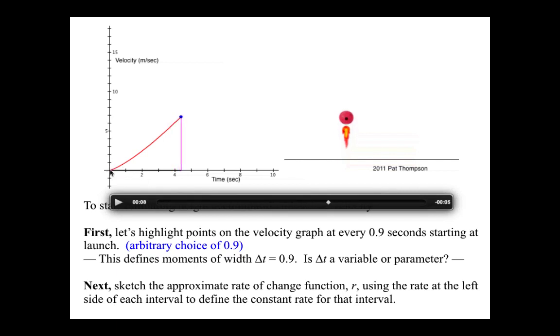Thinking about what we did last time, the first interval, I'm going to use the rate at the left side of this for the next 0.9 seconds. And then after 0.9 seconds, I'm going to pick a new rate and use that for 0.9 seconds. And so on, using constant rates. These horizontal lines aren't just for fun. The horizontal lines indicate that horizontal rate graphs indicate constant rates.